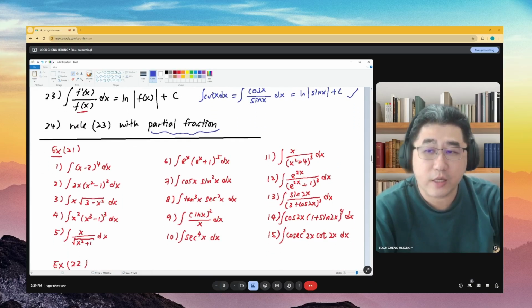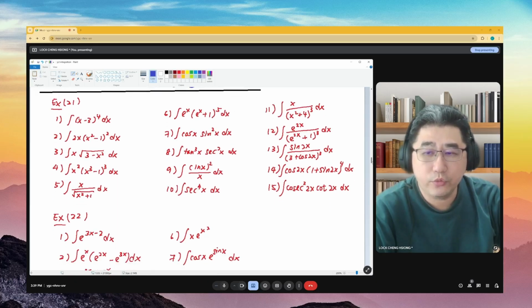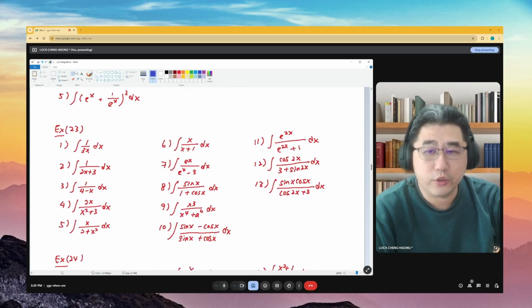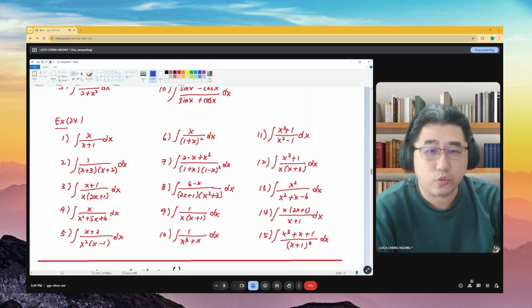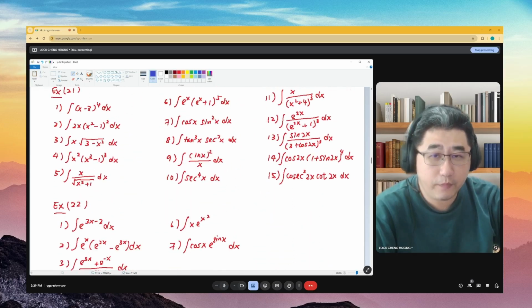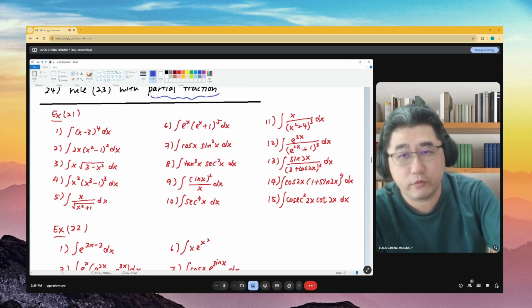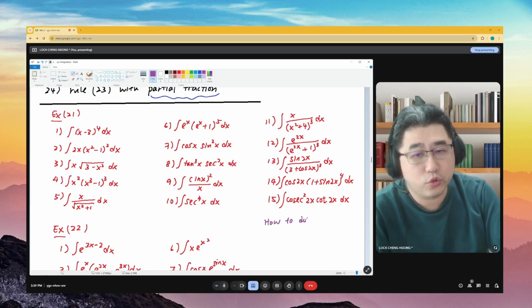Okay, then over here, I will have exercises. I split the exercises according to the rule. So this one will be using rule 21, this one will be using rule 22, this one will be using rule 23, and this one will be using rule 24. For your information, I didn't give an answer over here, because I need you to learn how to check answers by yourself. How to do checking.